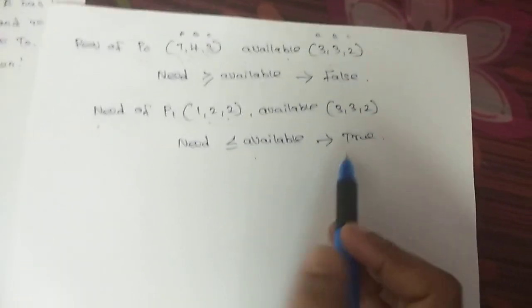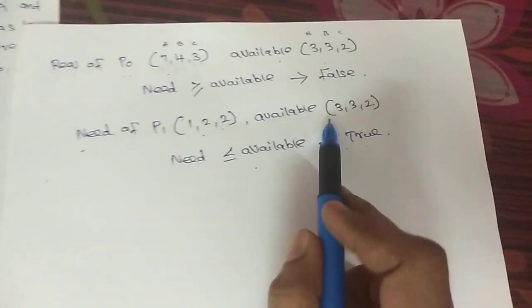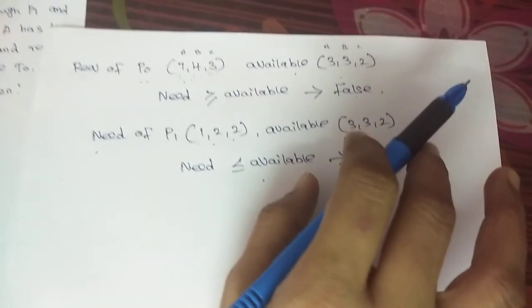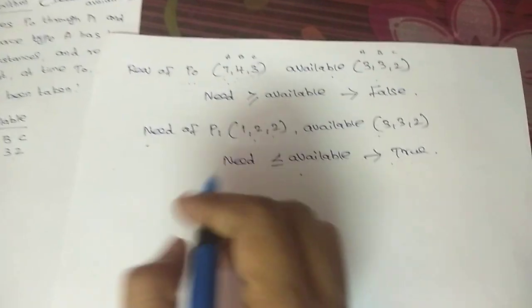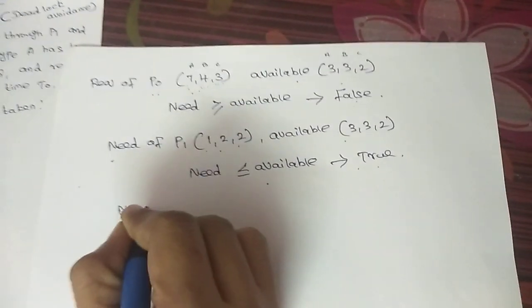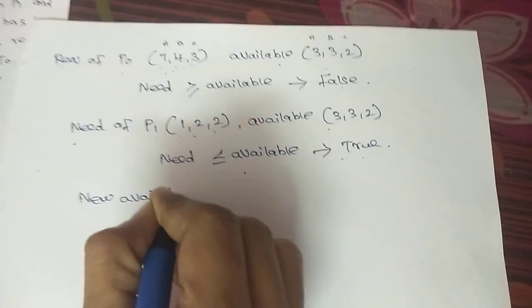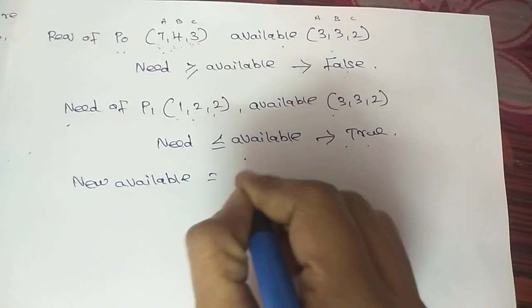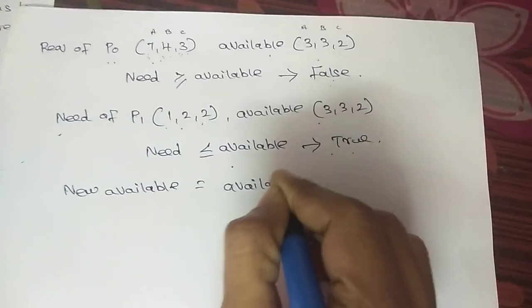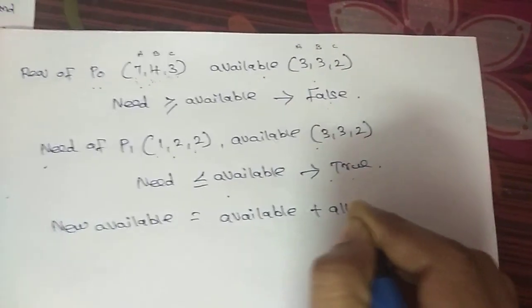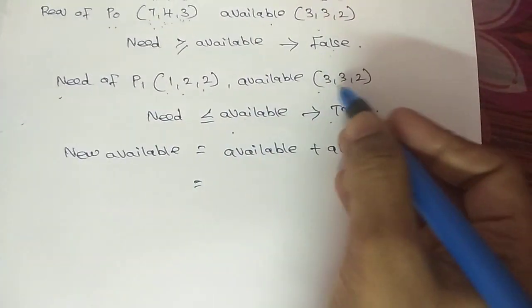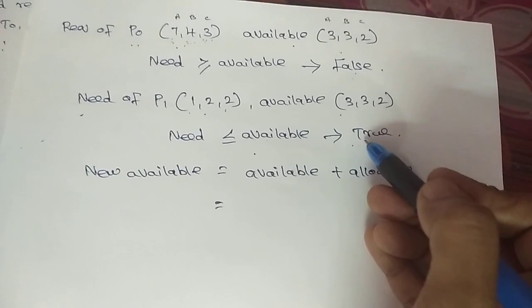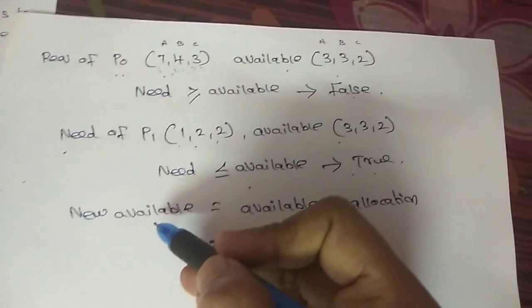At this time, whenever the algorithm tends to true, we are going to calculate the new available. If it tends to false, we are not going to calculate the new available. Whenever the algorithm tends to true, we are going to calculate the new available. New available equals available plus allocation. This is the formula to calculate the new available. Already available is 3, 3, 2.